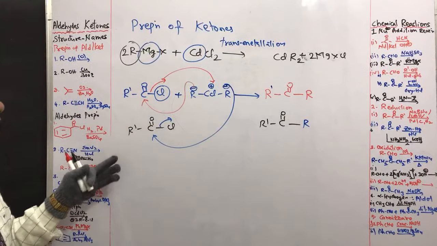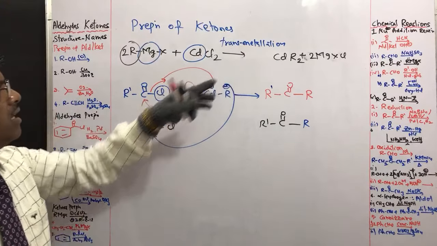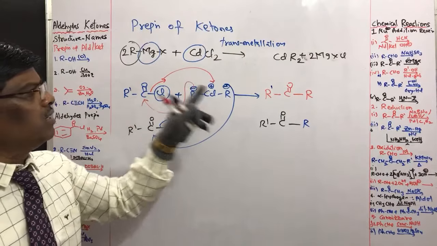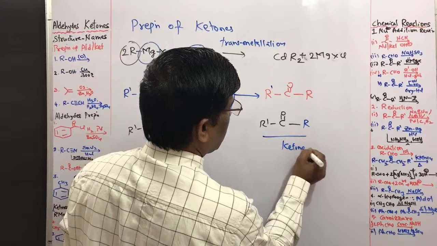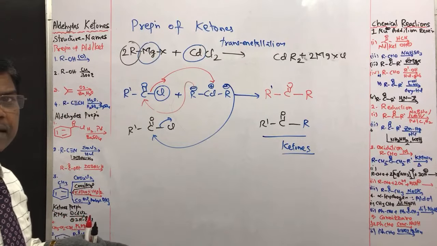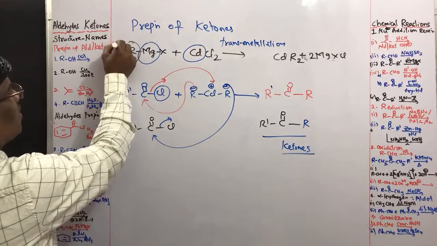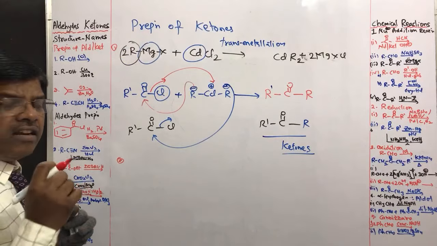So this is how cadmium chloride and transmetallation can be done to get ketones from acid chloride. Ketones can be prepared via cadmium chloride. Then a very important method is from nitriles, Grignard reaction of nitriles. This is one method, and the second method is nitriles via Grignard reaction.